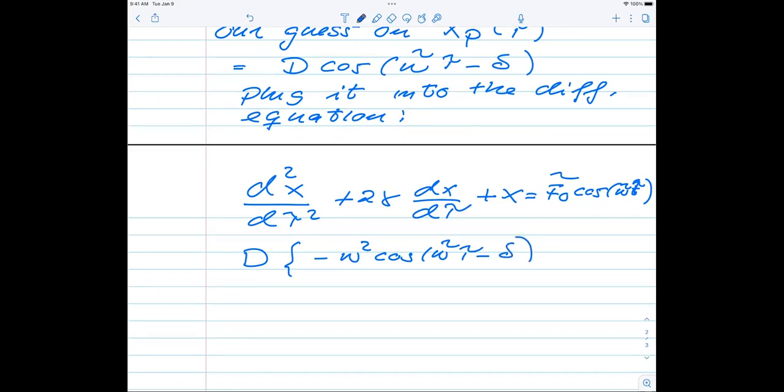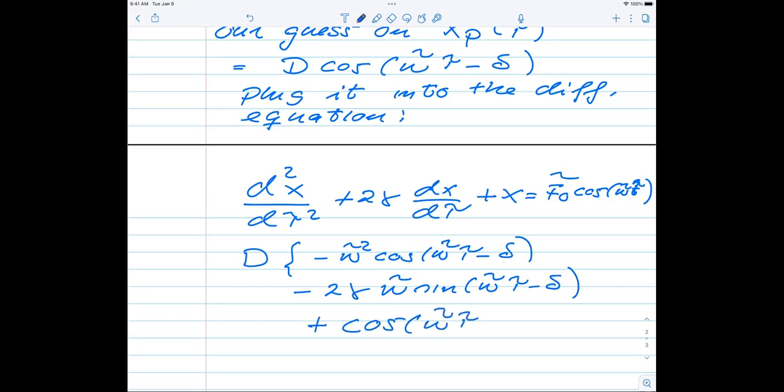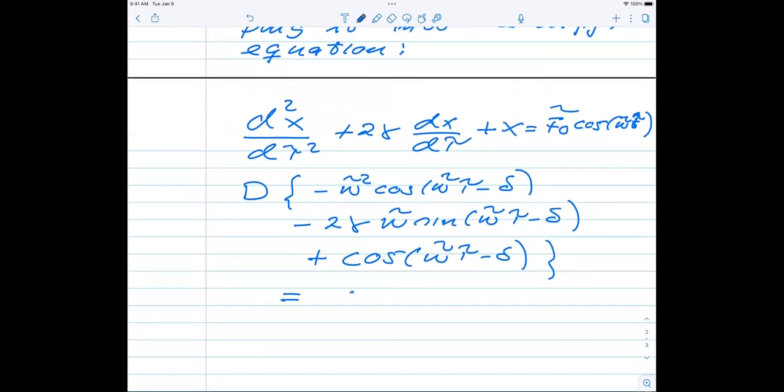So I'm just plugging in the equations, and then I get minus 2 times gamma. This is the first derivative, and that obviously gives omega tilde multiplied with sine of omega tilde tau minus delta. And then I have a final term, which is x, which is simply cosine of omega tilde tau minus delta. Then the end of the parenthesis, and this is equal to F0 tilde multiplied with cosine of omega tau. So the only thing I did now was actually to place this back into the equation.